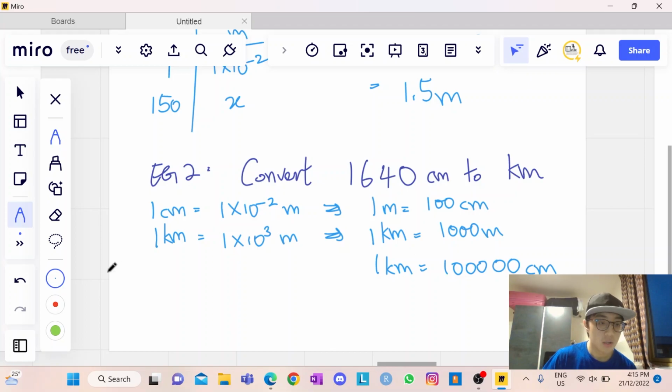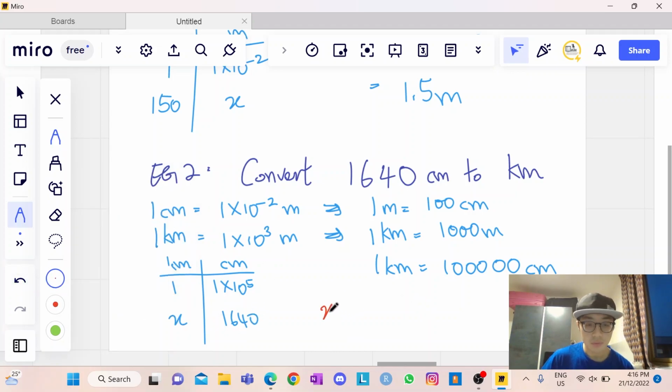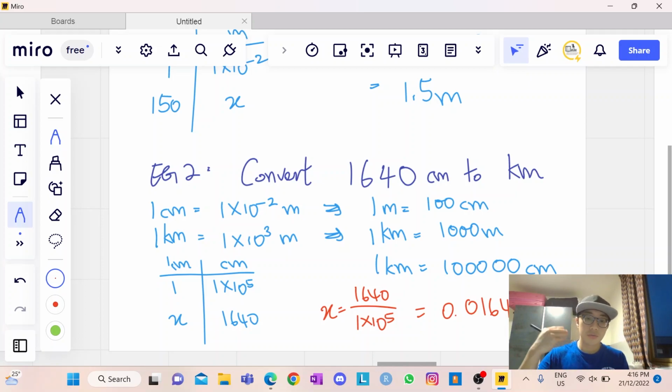So now vice versa. You can write km to cm: 1 km is 1 times 10 to the power of 5 cm, there are 5 zeros here. So now 1640 cm to x km. Therefore, your x will be 1640 divided by 1 times 10 to the power of 5, which means you're going to move the decimal place 5 times. 1, 2, 3, 4, 5. So it's 0.0164 km.